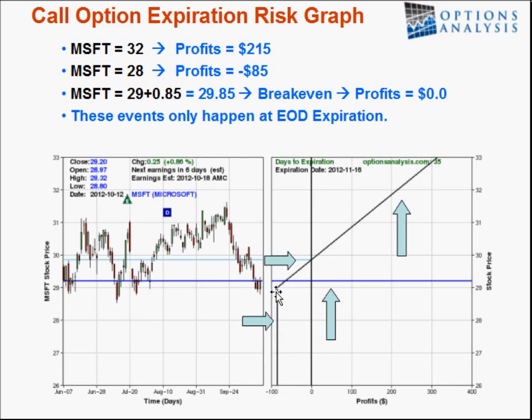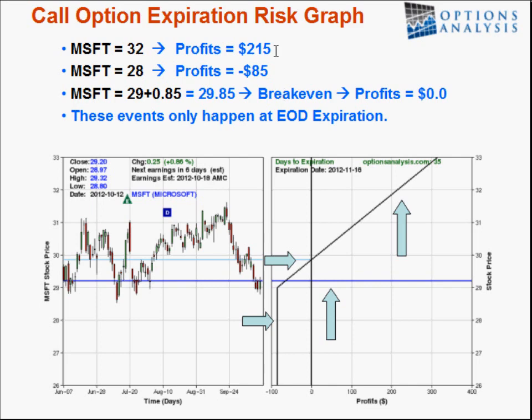Now, as Microsoft goes above 29, the call option starts to make money. It becomes desirable to exercise the call option and then immediately sell at the higher price. As we do that, we discover there's a break-even point, a point where the stock has risen enough to overcome our purchase price. And that's easy to compute. We take our strike plus our purchase price, add them together, and that gives us 29.85, what we call break-even, where the profit turns to 0.